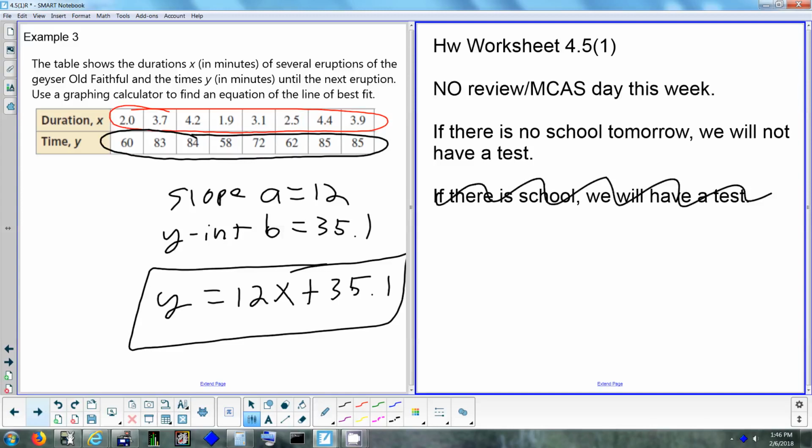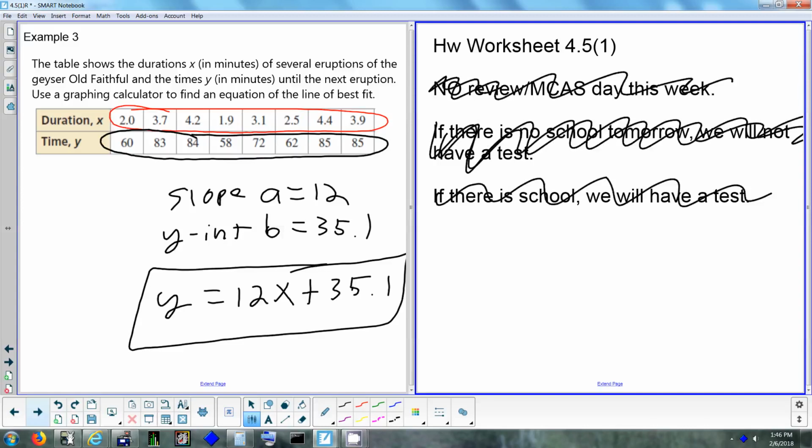Wait, whoa. That changes things. Why don't we have a review day? Yeah, if there's no school, no review day. Or, no, guys, we have an early release, we're not gonna have class tomorrow. We'll still have school, we'll still have class. Wait, are we getting snow tonight or tomorrow?